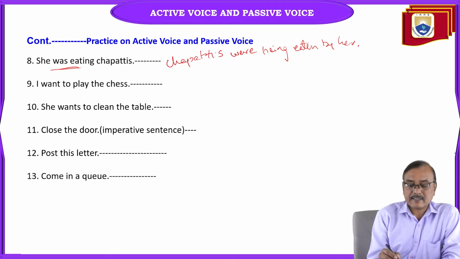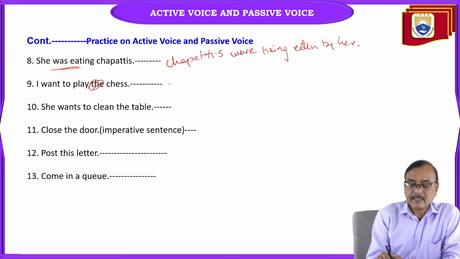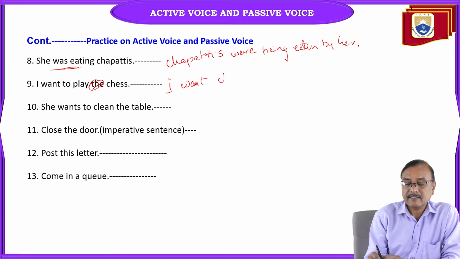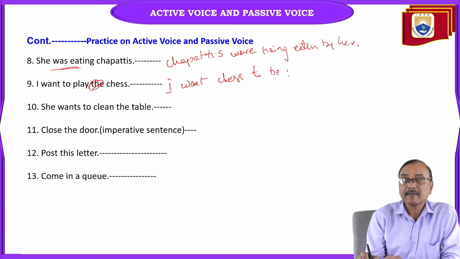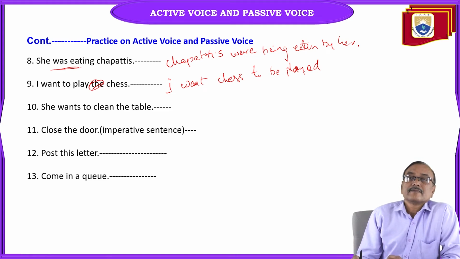I want to play the chess. Don't use the article with names of games. I want to play chess. So here I keep "I want" only. I want chess to be played. To play becomes to be played. I want chess to be played by me.